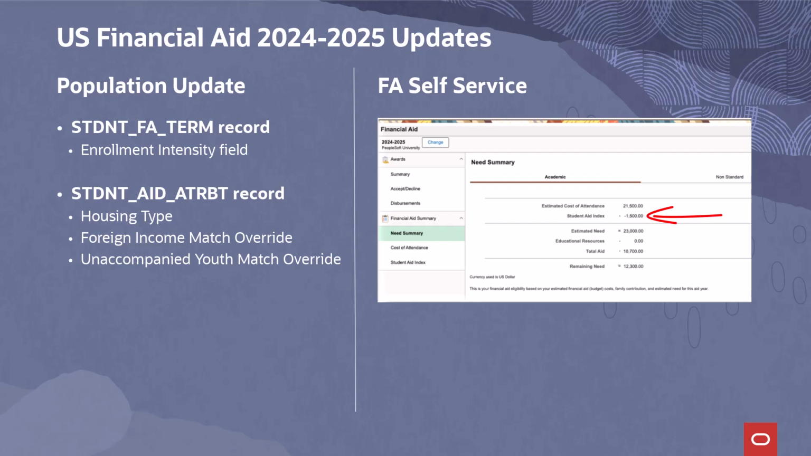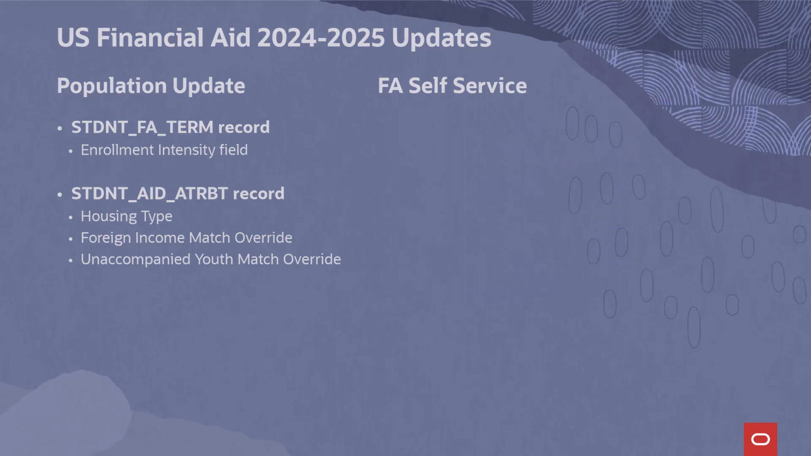We have modified the FA self-service pages, Classic and Fluid, to update references to expected family contribution, EFC, to now reference Student Aid Index, SAI, starting 2024-2025.